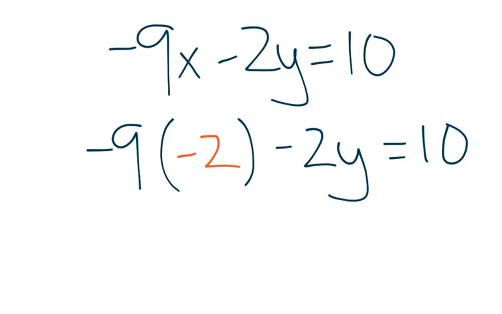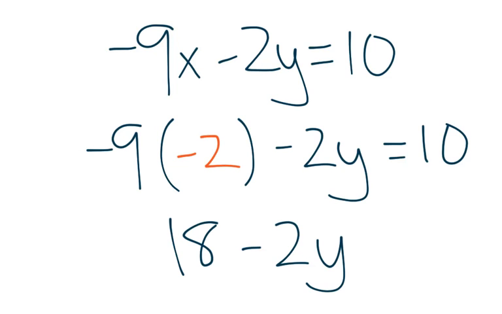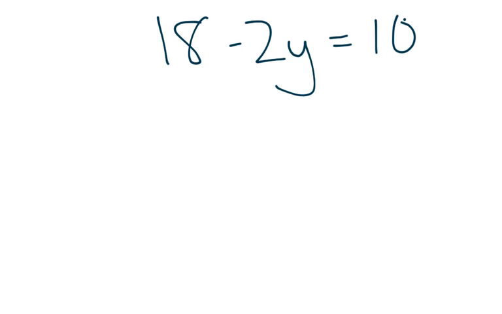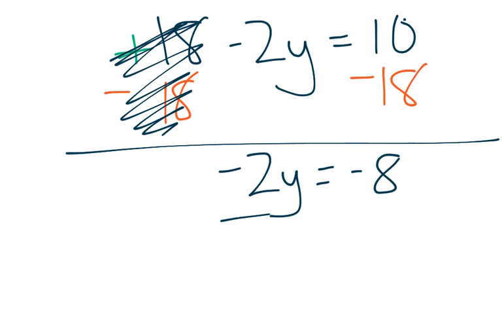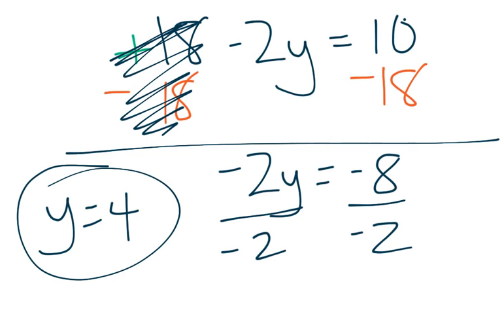So negative 9 times negative 2 is 18. And so now I have 18 minus 2y equals 10. And again, there's nothing in front of the 18, so that means it's positive, which means we would have to subtract it. These 18s will go away, and I'll be left with negative 2y equals negative 8. When I divide by negative 2, I get that y is 4. So we knew that x was negative 2, and now we know that y is 4.